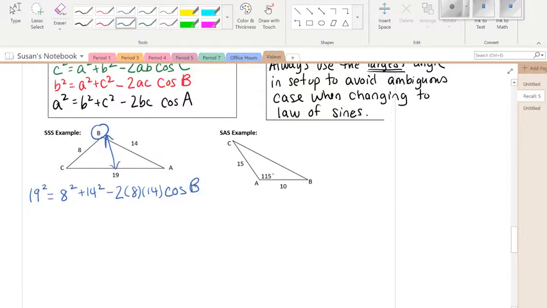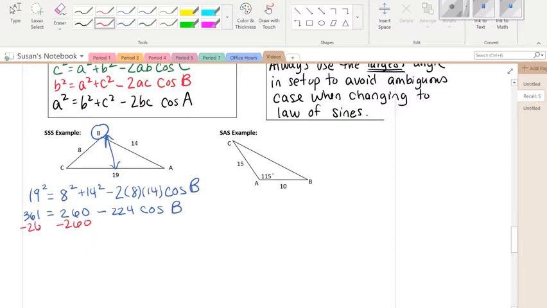So the hard part for solving the law of cosines for students is usually the algebra. So we're going to go ahead and solve this out together. So 19 squared is 361 equals 8 squared, which is 64, plus 14 squared, which is 196, so that gives us 260, minus 2 times 8 times 14 gives us 224 times the cosine of B. Then the next step would be to subtract 260.